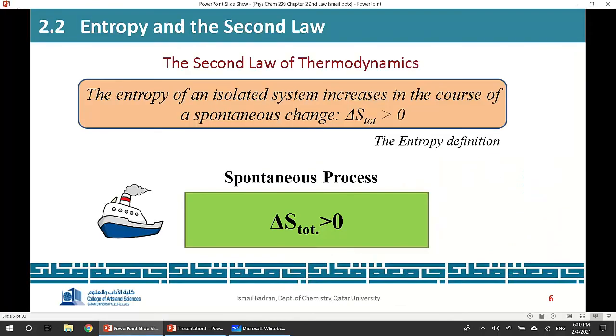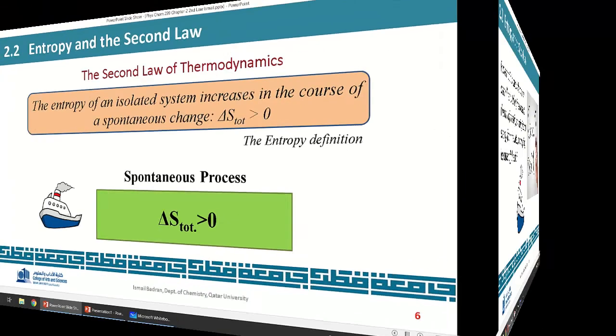So for a spontaneous process, delta S total should be bigger than 0. That's the green light that dictates why things happen, either for a chemical or a physical change or anything we see in the world.